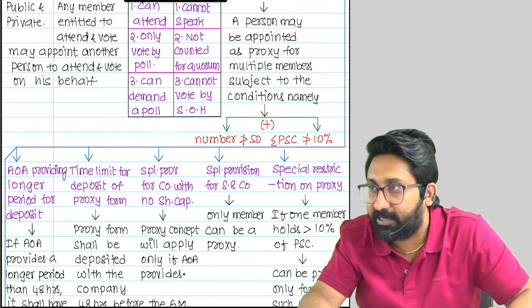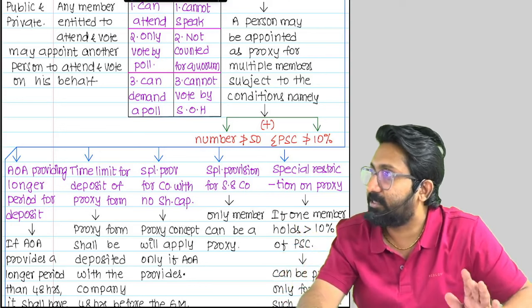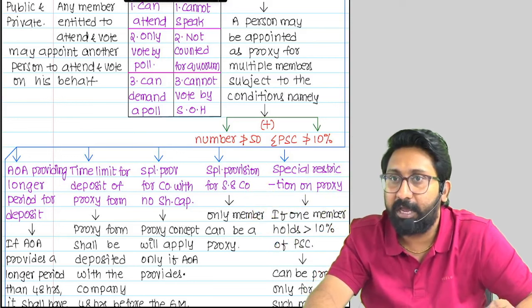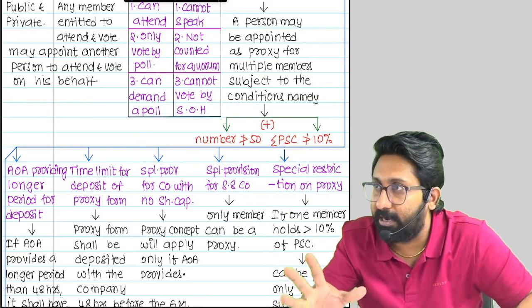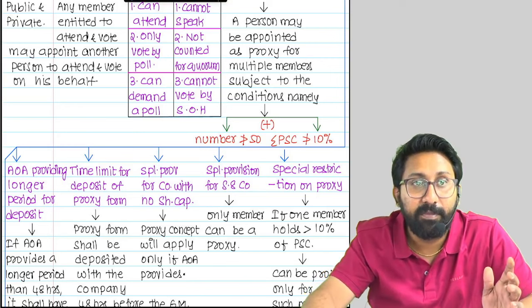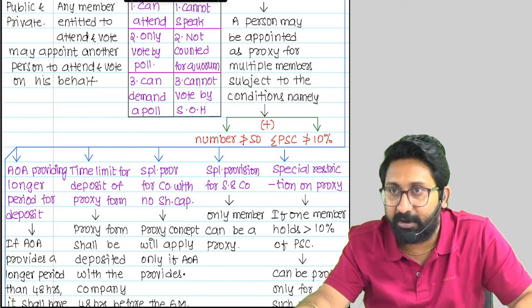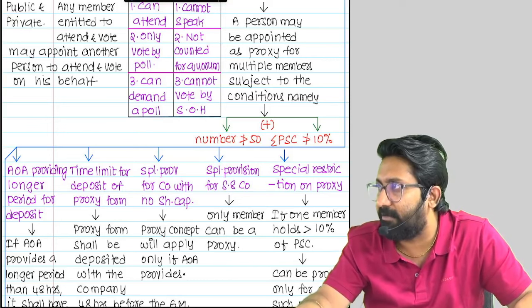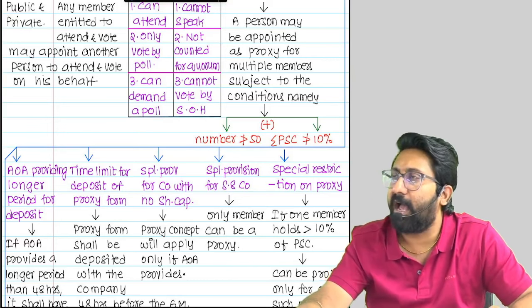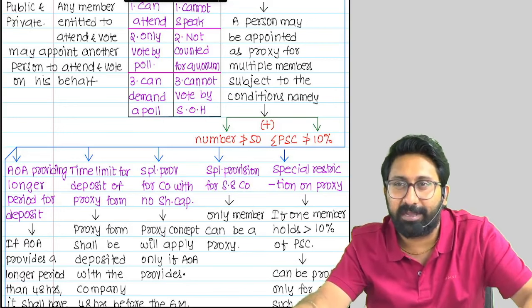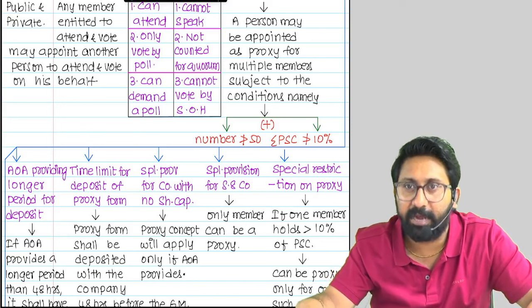70% of the general meetings chapter is completed with this. Another 30% is there. In that 30%, there are three important sections. Extremely important again. Number one in that is 115, special notice. 115 is important, 111 is important. And after that, postal ballot. Not that great, easy, but can be asked in the exam.